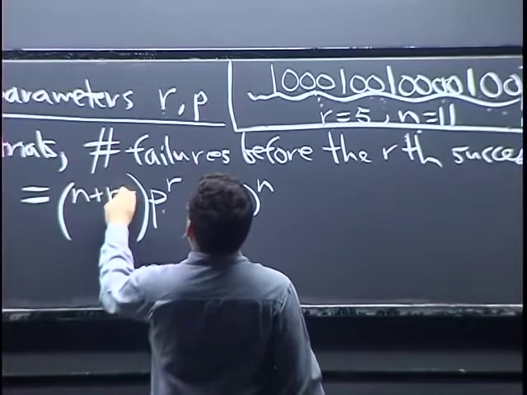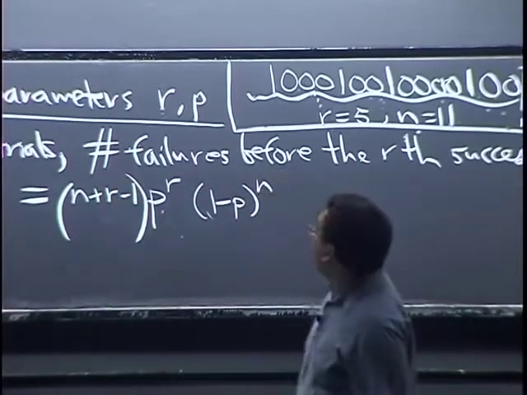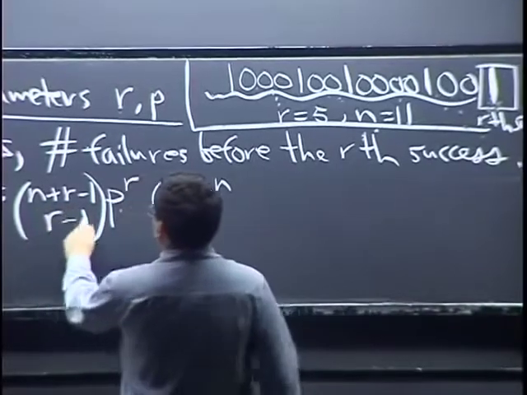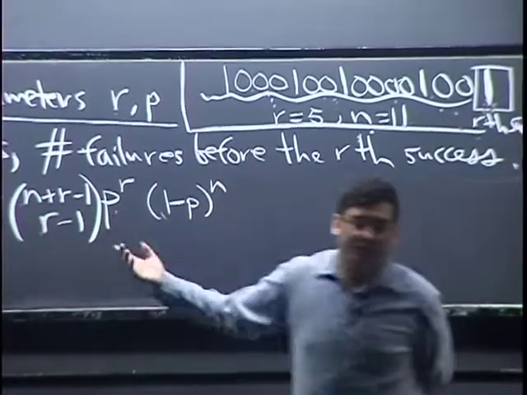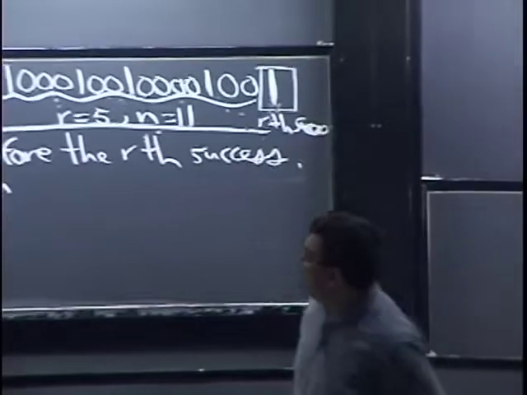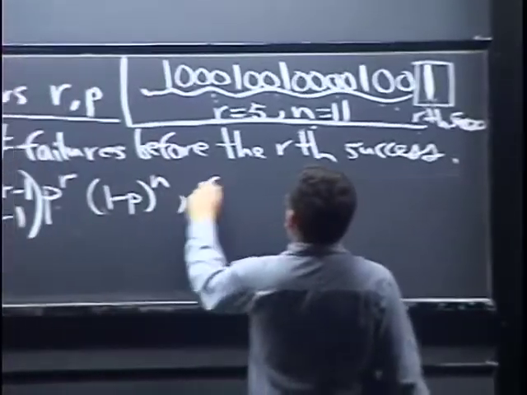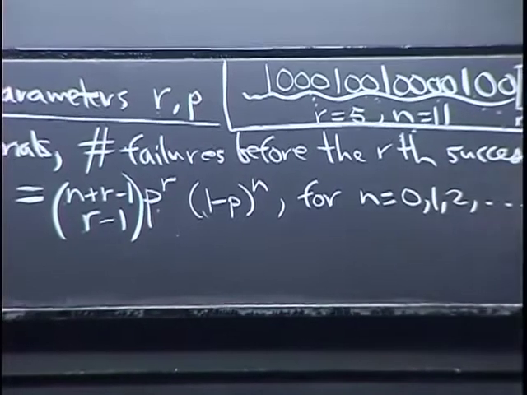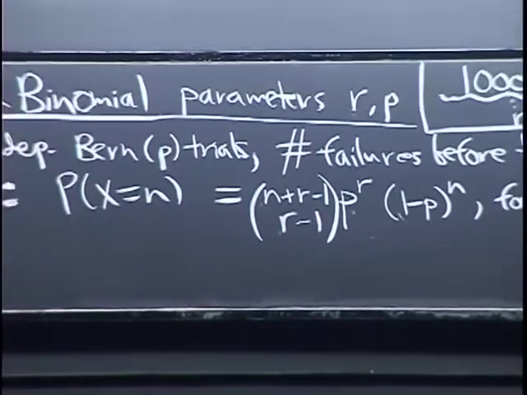And then we just have to choose where the successes are. There's r minus 1 successes, so we could do r minus 1. We could also do choose n. Remember, it's the same thing. So this is for n equals 0, 1, 2, and so on. So that's the PMF.